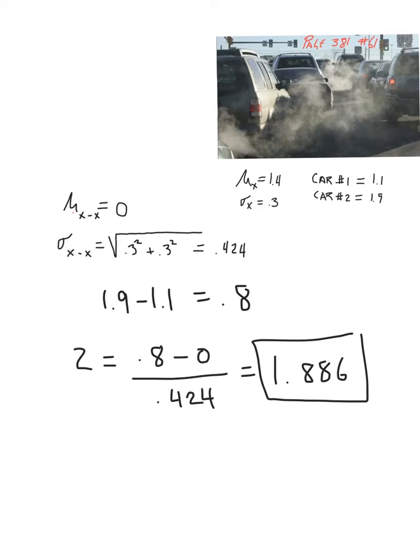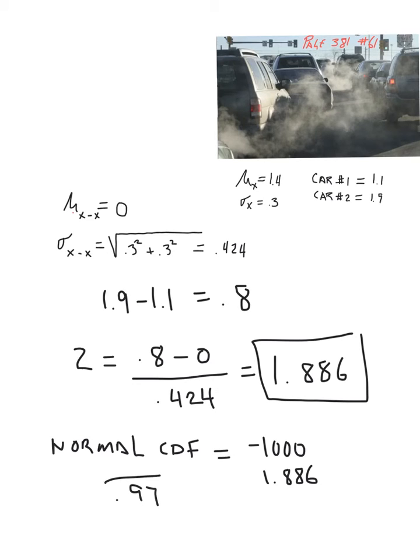So what do I do with this? The mechanic says, what's the probability that I get these two cars this different or more, right? So we're going to do normal CDF. And remember, you press second vars and find normal CDF. And what you end up with, we go from, of course, negative 1,000 to 1.886. Anyway, that number is 0.97.